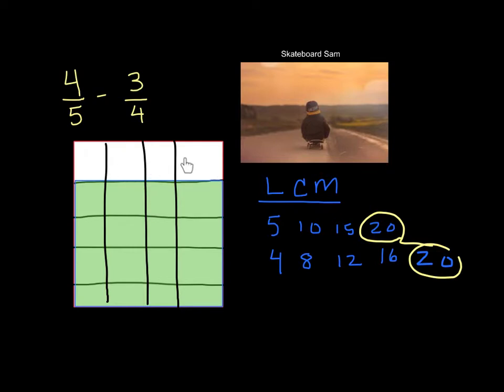1, 2, 3, 4, 5, 6, 7, 8, 9, 10, 11, 12, 13, 14, 15, 16, 17, 18, 19, 20. Bam! That is correct. I'm happy. And so far we are tooling around here.